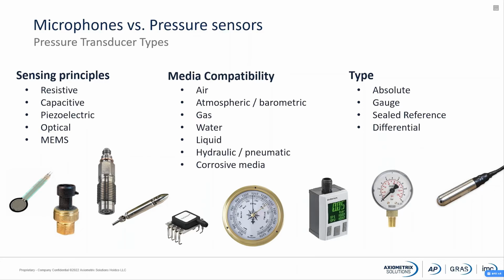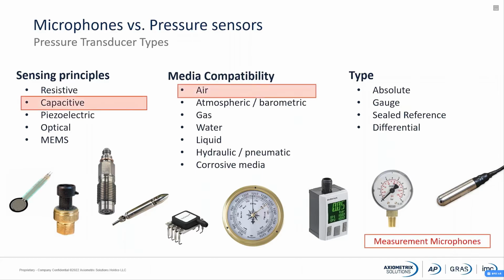When talking about microphones or measurement microphones, we can point out what sort of functionality or principle is used in measurement microphones. It is capacitive. It is a sort of capacitor, and I will show you that later on. The media that we are doing the measurement in is air, and the type of it is a gauge one, because it is a gauge around the atmospheric or barometric pressure. So that's the measurement microphone.